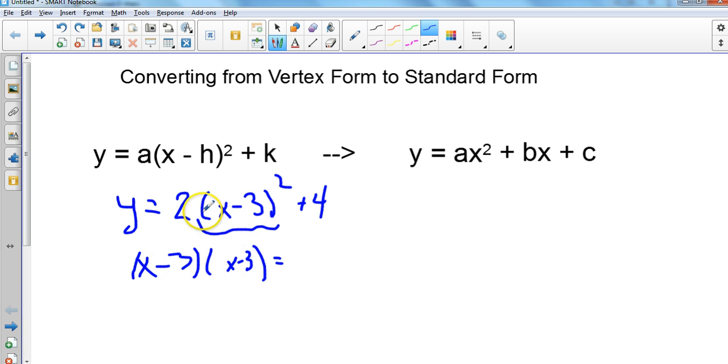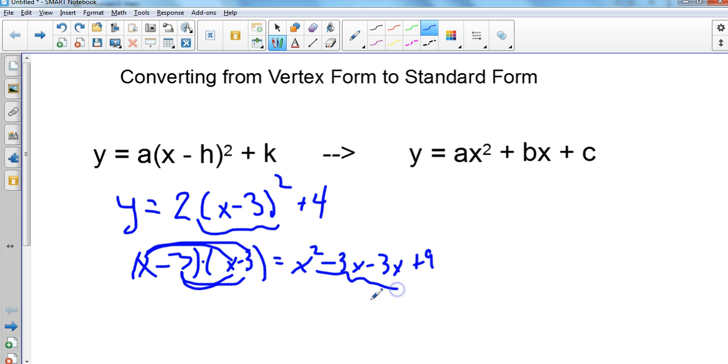Okay, so x minus 3 squared is really x minus 3 times itself. That's what squaring means. And now this is just a multiplication problem. So we're going to take x times x, get x squared. Then we're going to take x times negative 3 and get a negative 3x. Then we go to this negative 3, take it times x, and get another negative 3x. And negative 3 times negative 3 gives us a positive 9. So now when we combine our like terms here, we're going to get x squared minus 6x plus 9.